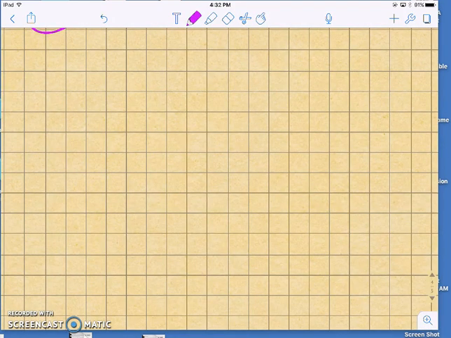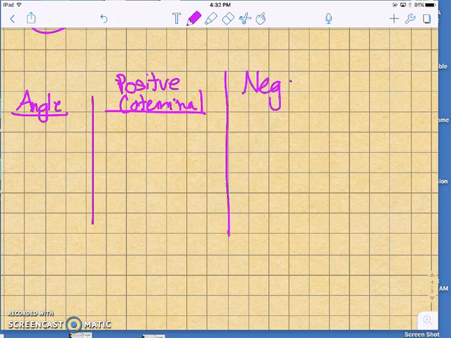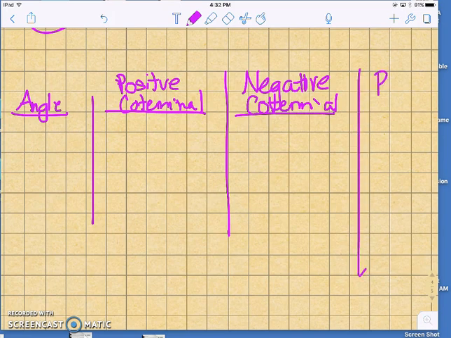The last thing we're going to do is talk about these coterminals. So we'll make a little table here. Given an angle, what is a positive coterminal? We'll do another column with a negative coterminal. And then we'll do one last one with what is that actual reference angle?